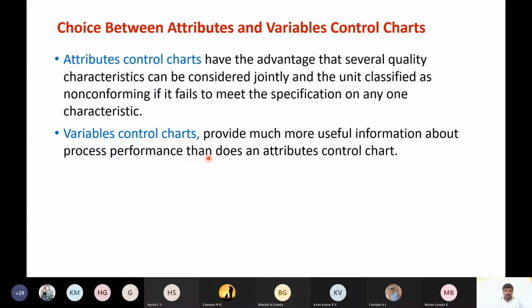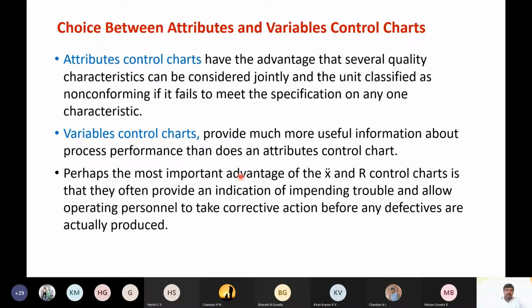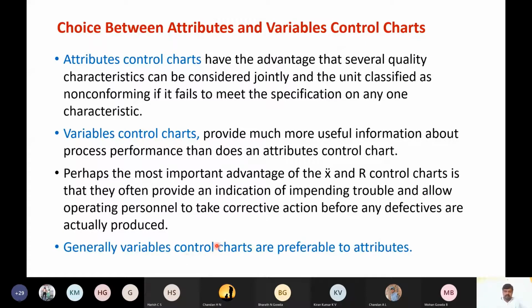Whereas the most important advantage of X bar and R charts, which are also variables control charts, is that they often provide an indication of impending trouble and allow operating personnel to take corrective action before any defectives are actually produced. So in the case of variables control charts, it is possible for us to do online inspection and avoid production of defectives. That is the advantage of variables control charts.